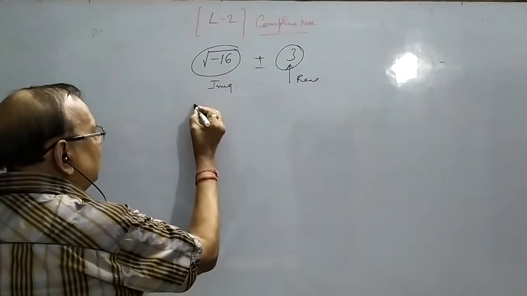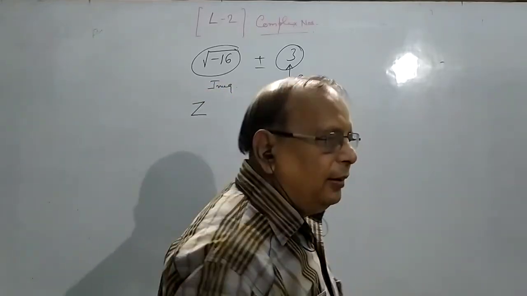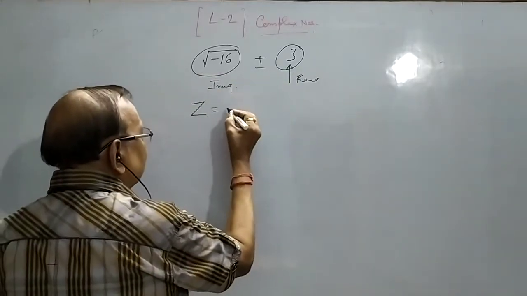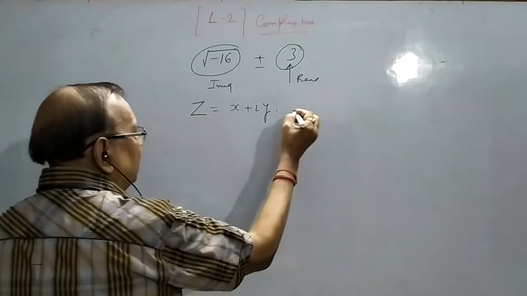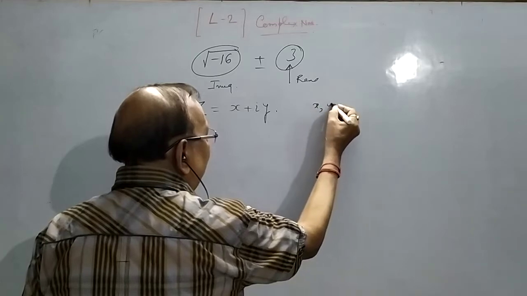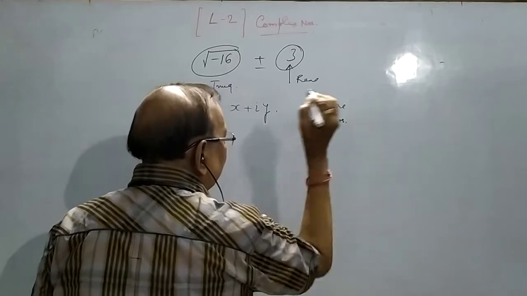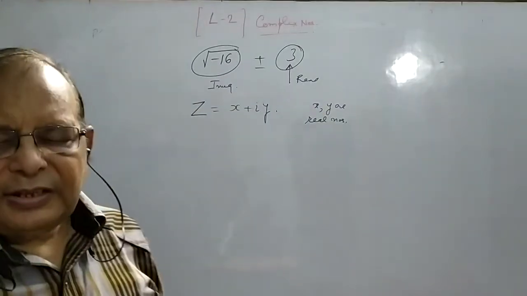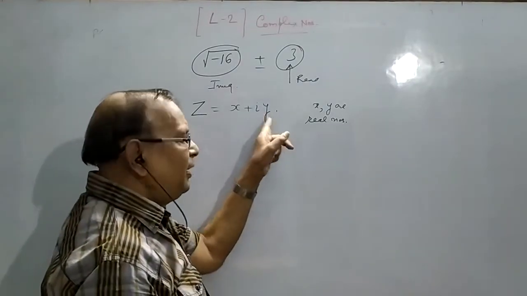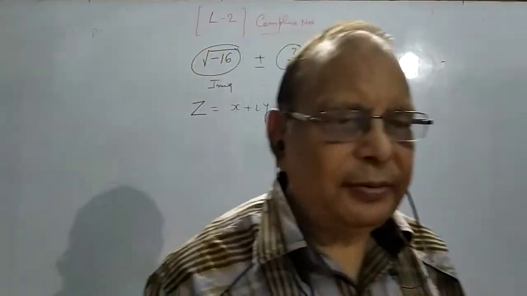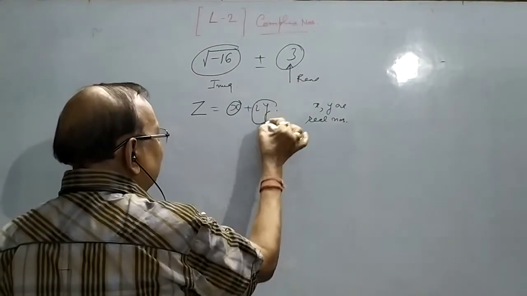First of all, we must know we represent a complex number by z is equal to x plus iy, where x and y are real numbers. If we multiply by i, y will be an imaginary number. Therefore, this is real, this is imaginary.